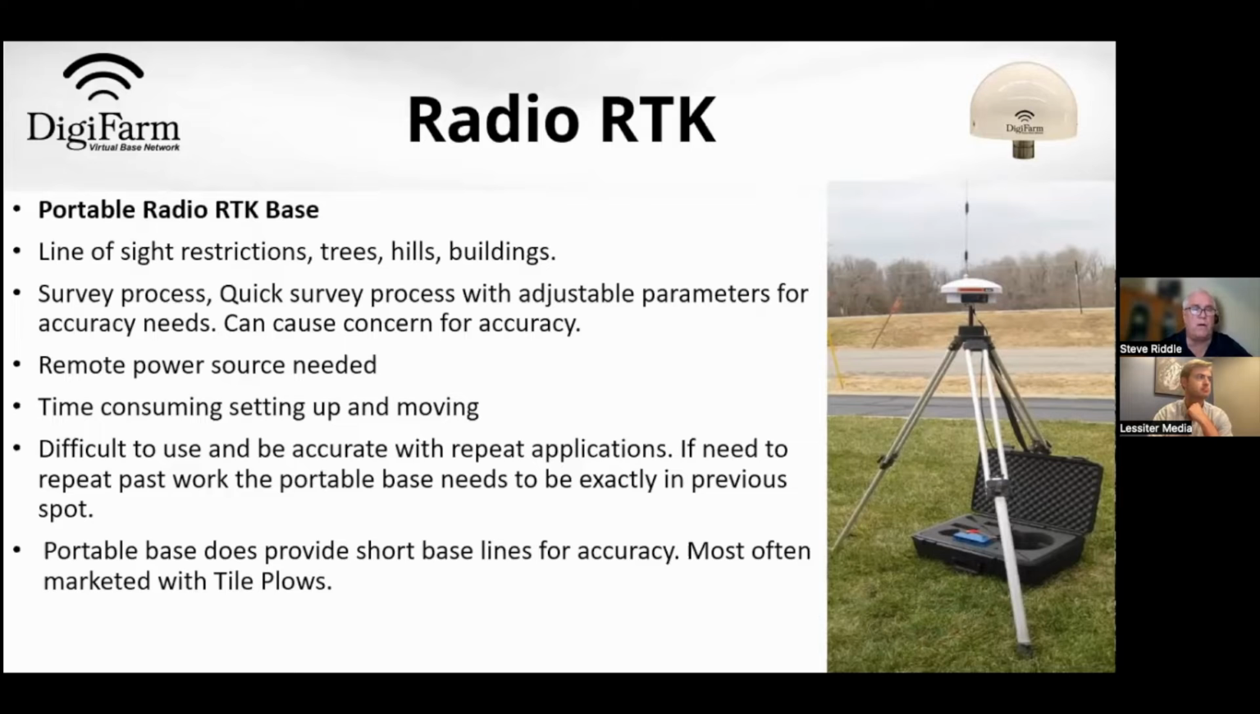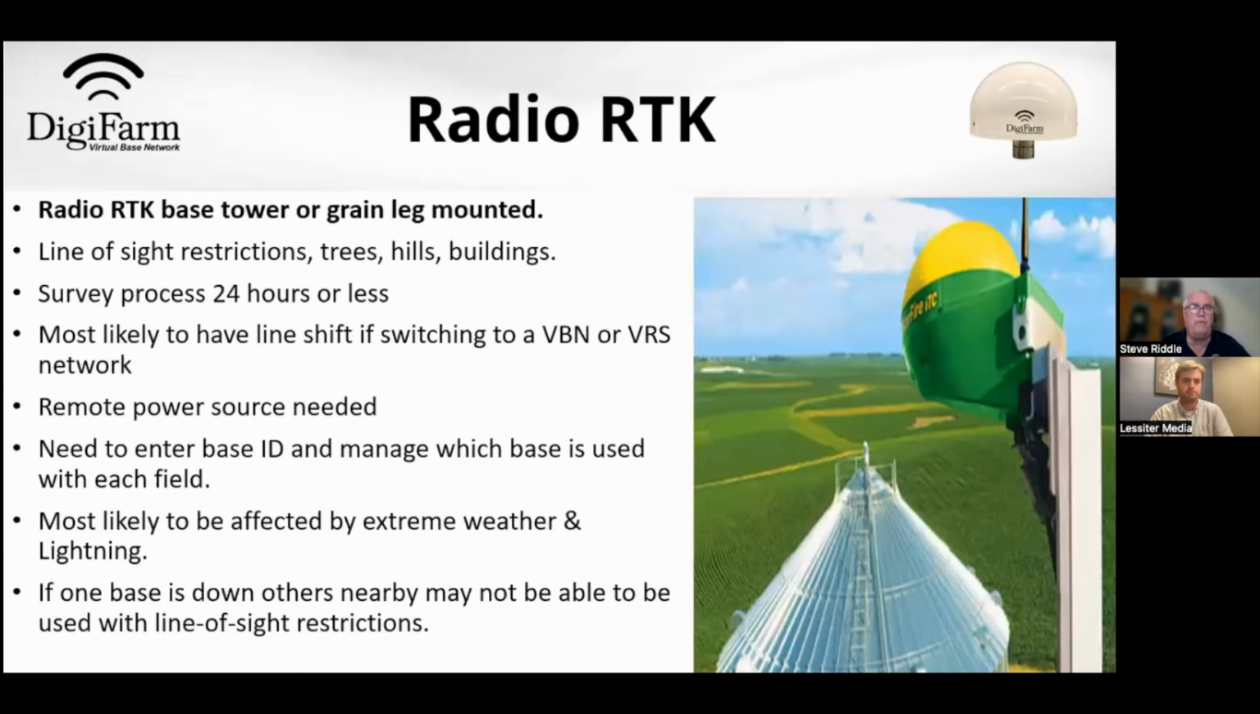So even if you had a concrete post poured, freeze and thaw cycles can move that post. If it moves a half inch, all of a sudden you're a half inch off right out of the gate. So that's hard to use for repeat passes in a grow season. And I did mention the benefit there is it does provide a really short baseline for accuracy. Moving on, then, that same technology, radio RTK, probably the oldest out there for sure.